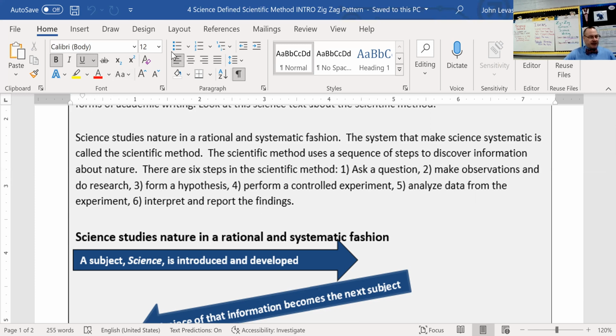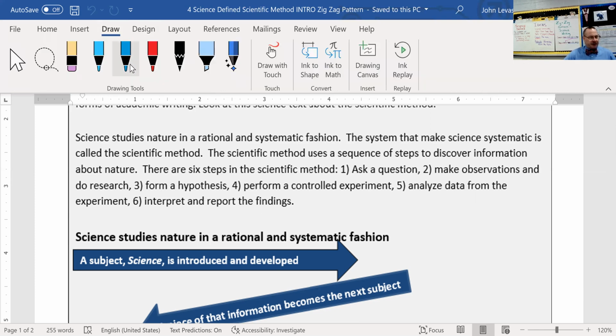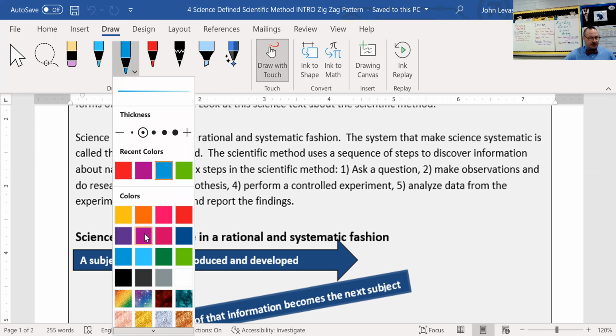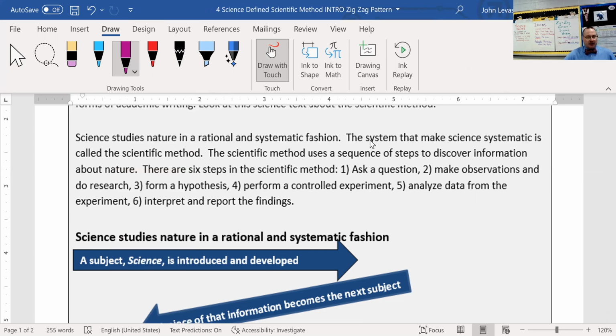So I'm just going to take out the pen for a second, and I'm going to show you where the zigzag pattern is found in this text. And I'm going to change the color to, let's say, purple. And then I'm going to describe it more. So notice that at the end of this sentence, or the end of this idea or clause, there's the word systematic. And notice that the next sentence begins with the idea of the system.